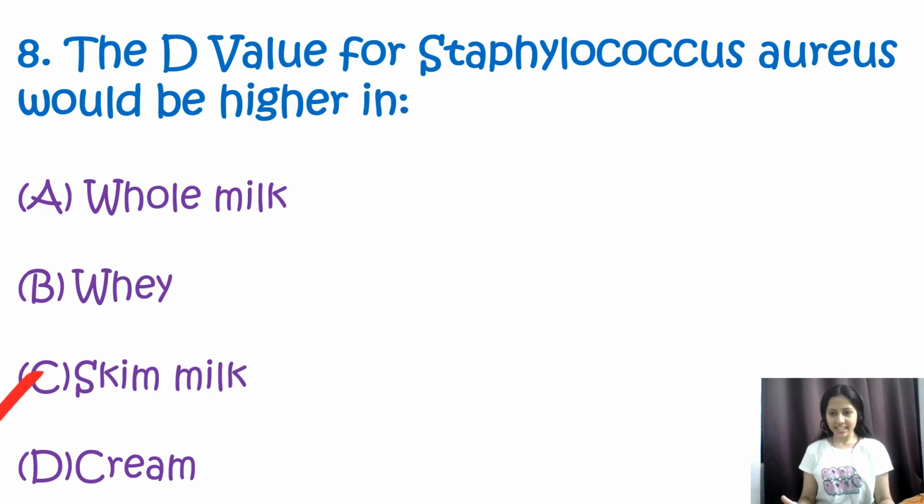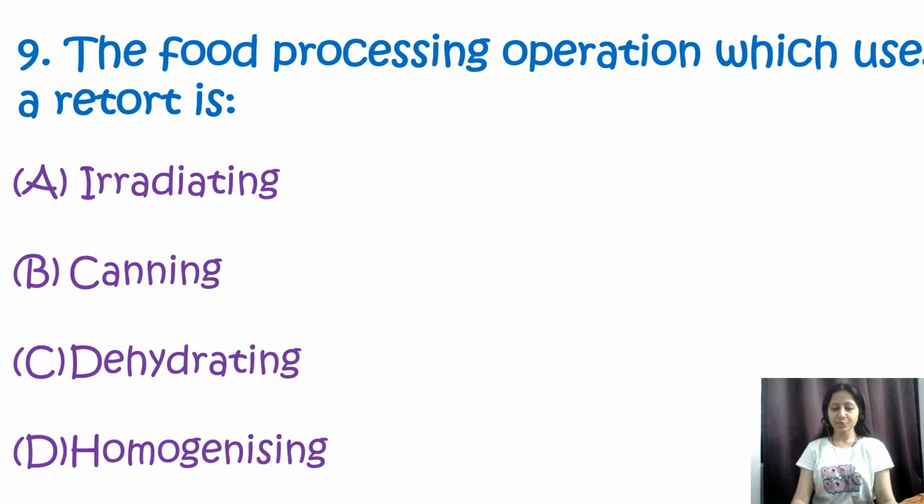Okay, next question number 9. The food processing operation which uses a retort is, so the options are irradiating, canning, dehydrating, homogenizing. So over here my correct option will be B, that is canning.